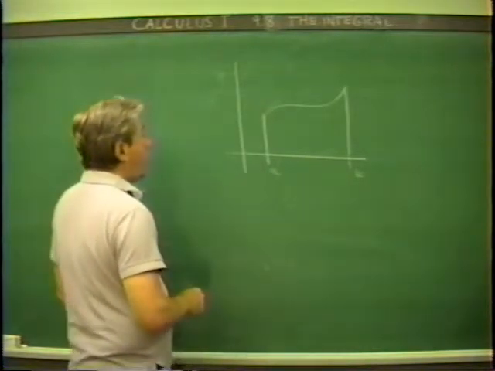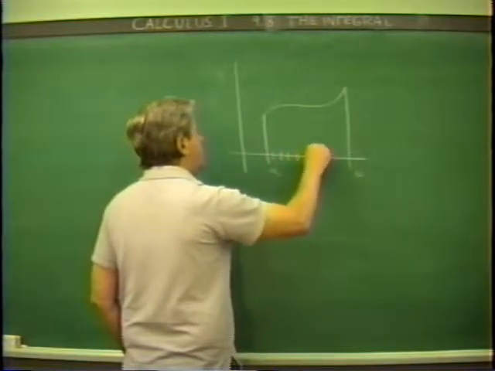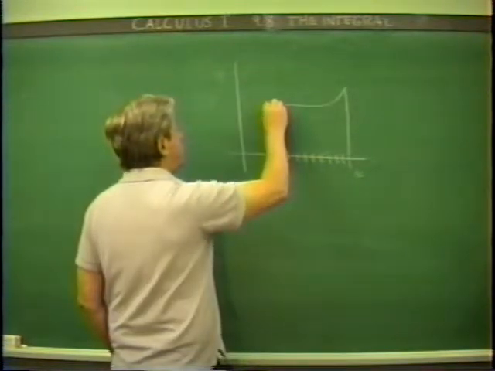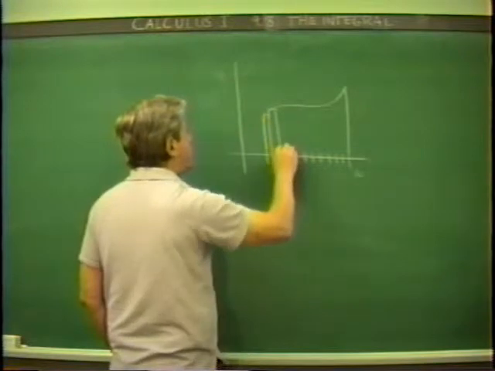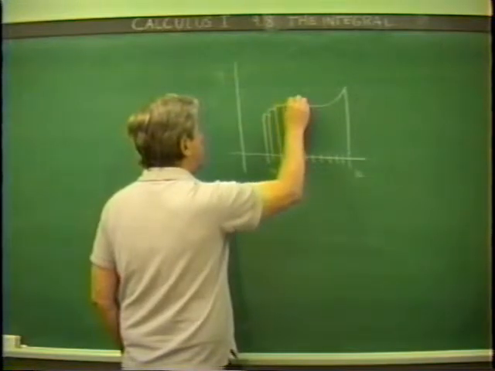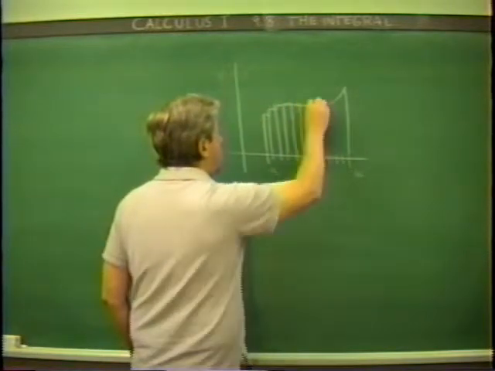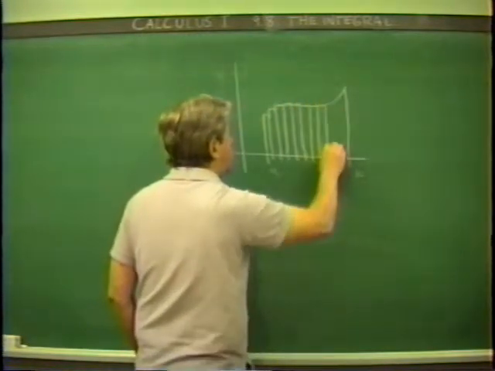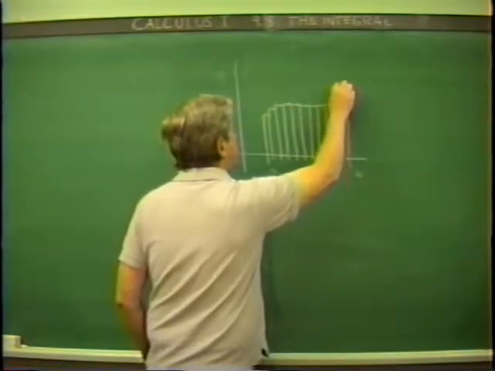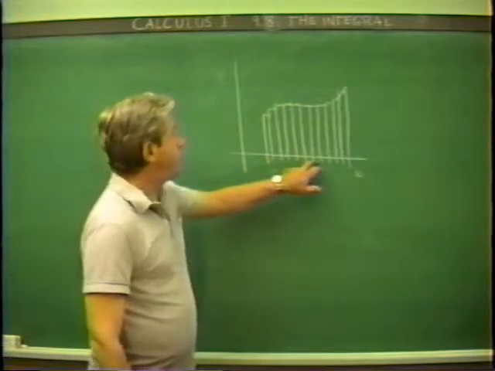A way to get that is to take the interval and divide it up into little pieces like so. That's called partitioning it. And draw small rectangles here by choosing a point in each one of these intervals, so that the height of the rectangle is like so. And you can put this picture here. If you add up the areas of the rectangles, it's going to be approximately the area underneath the graph.